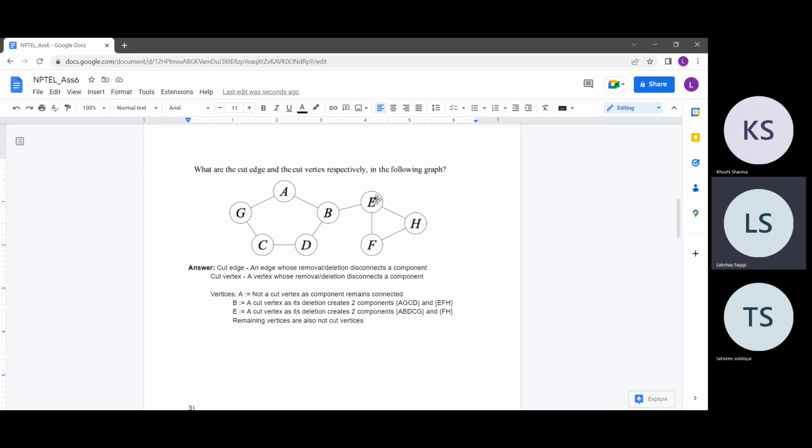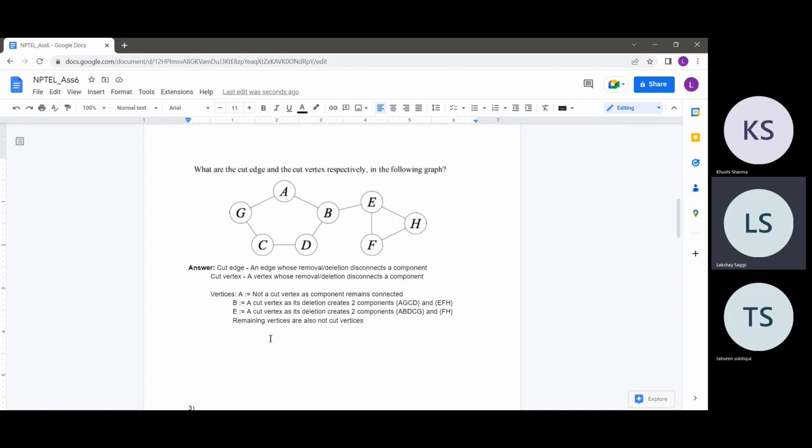But I guess for beginners, we should try out every vertex and see whether its deletion will create two components or not. So this is a very basic algorithm: just try to delete the vertex and see whether the remaining component is connected or not. For beginners, I think this is a better way to see what is a cut vertex and what is not.